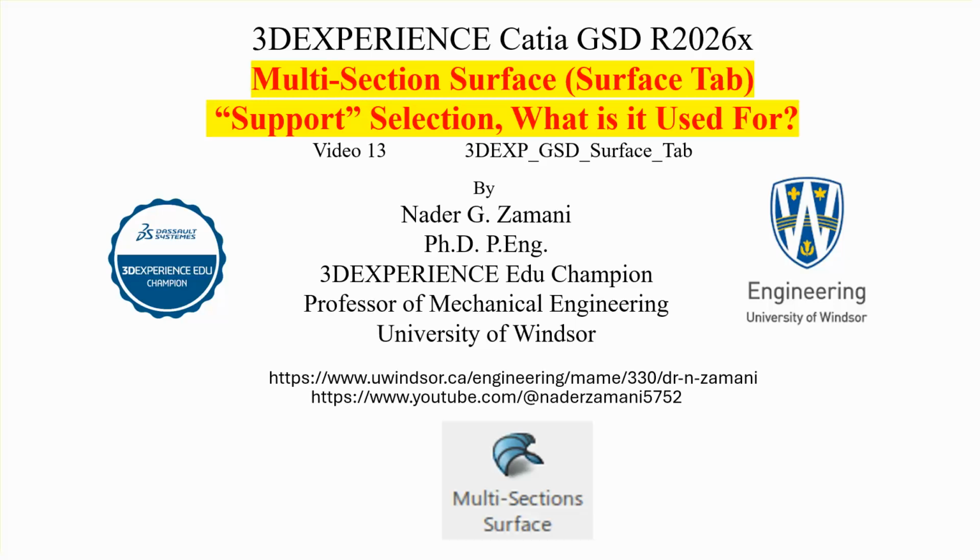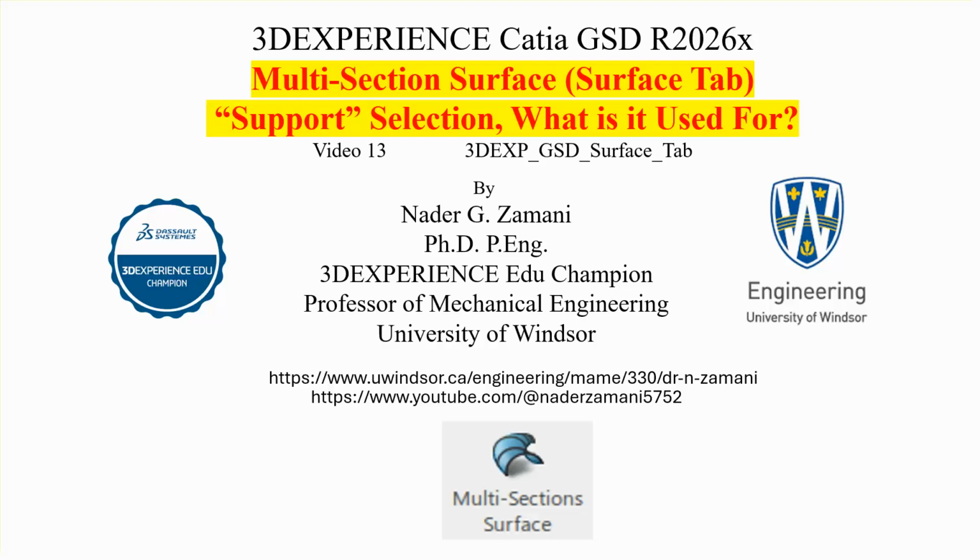Good morning, folks. This is video number 13 for the playlist that's devoted to the Surface tab of the 3D Experience CATIA generative shape design application. 3D Experience CATIA is in reality CATIA v6 that is buried inside the 3D platform. As far as the functionalities are concerned, it's very similar, pretty much identical, to CATIA v5. However, the interface looks different, the icons look different, and it's a cloud application.